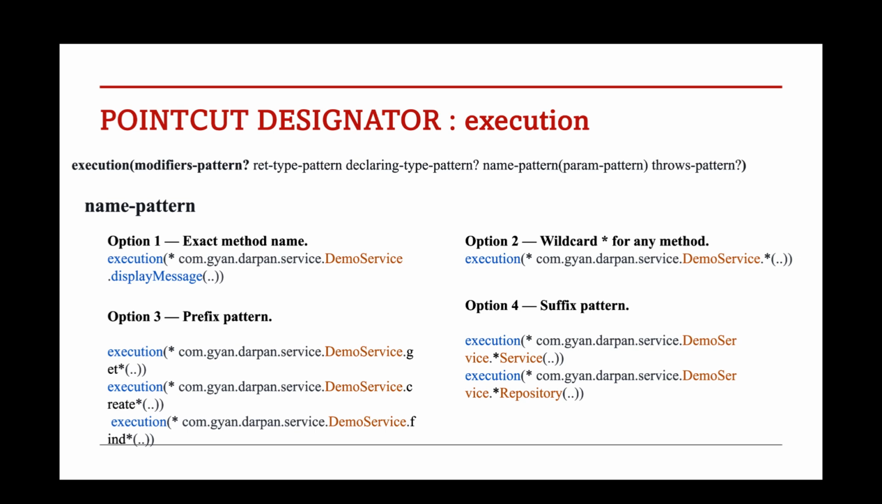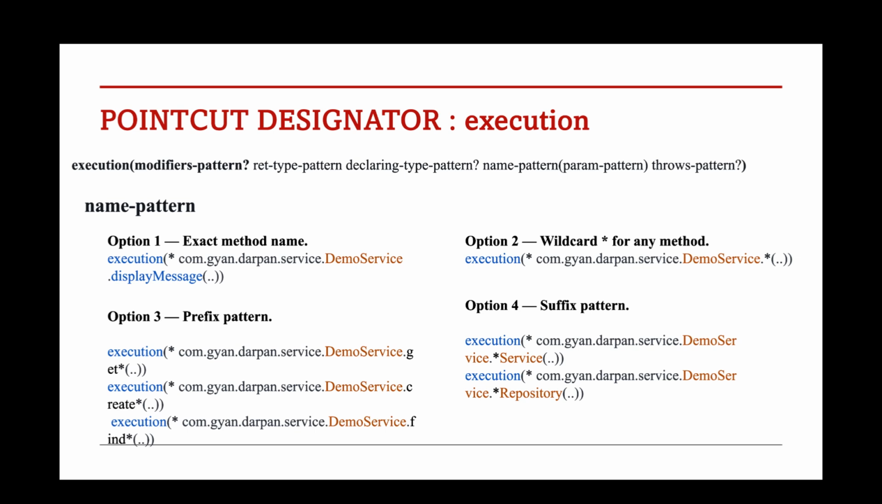Alright, option 2. Wildcard asterisk for any method. See the asterisk where the method name would be? That single asterisk means, match any method. Every single method inside DemoService will be intercepted. No exceptions. This is very useful when you want to apply advice to an entire class, for example, logging every method call in a service class.